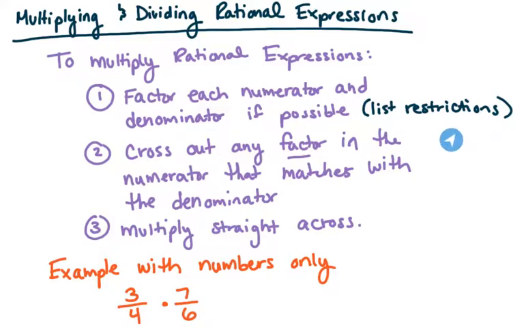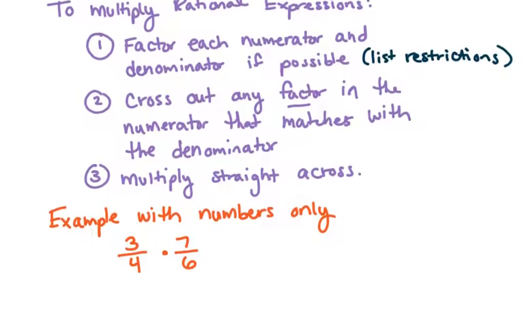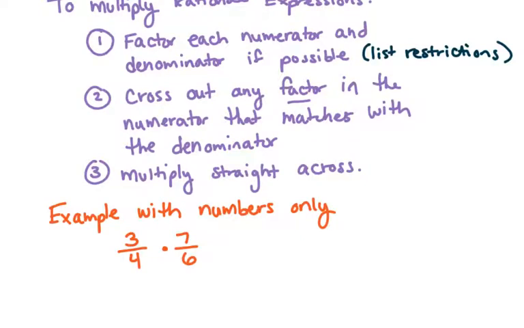And then we're going to make sure we list our restrictions. We'll talk more about that. I talked about restrictions in my first video, but we're going to see more examples of that coming up. Then our step 2, we're going to cross out any factor in the numerator that also matches with a factor in the denominator. What that does is it basically simplifies your expression as you're going through.